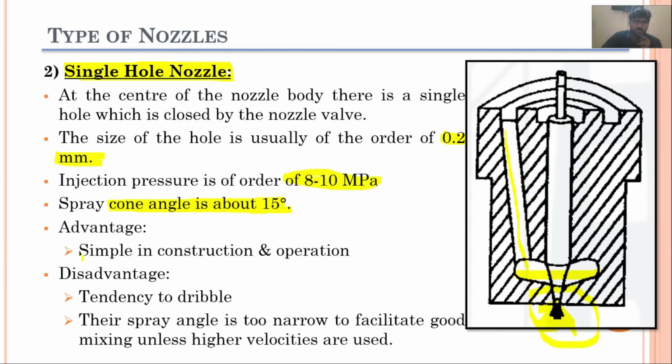So the only advantage of this type of nozzle is that they are very simple in construction and easy to maintain as well. The disadvantage is that they have a tendency to dribble. Their spray angle is too narrow to facilitate good mixing. I have already mentioned this point, that since these cone angles are very small, we cannot have better mixing in these single hole nozzles as compared to the Pintle nozzle.